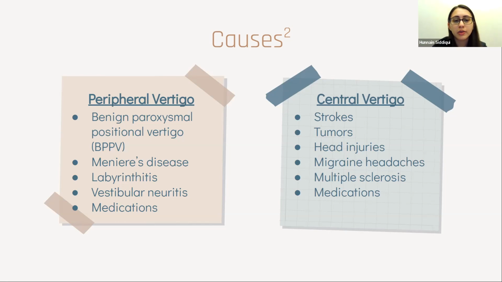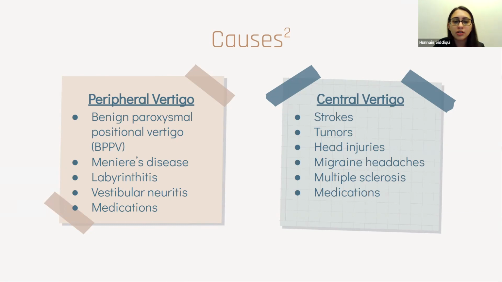And then the last thing that we think of in association with peripheral vertigo is medications that can lead to ototoxicity. Those include aminoglycoside antibiotics. Some examples of those can be amikacin, gentamicin, or tobramycin, along with cisplatin and then some salicylates as well.